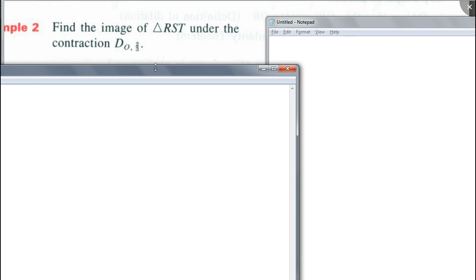So let's look at example 2. It says now find the image of this pre-image triangle RST under the contraction. What do you say this is, contraction now?